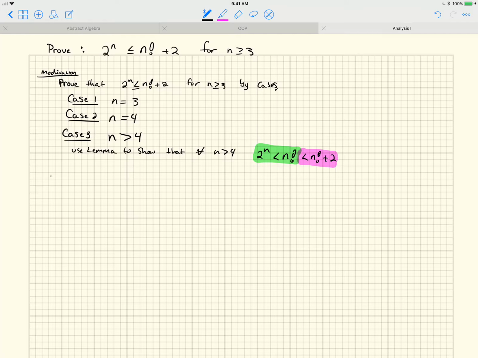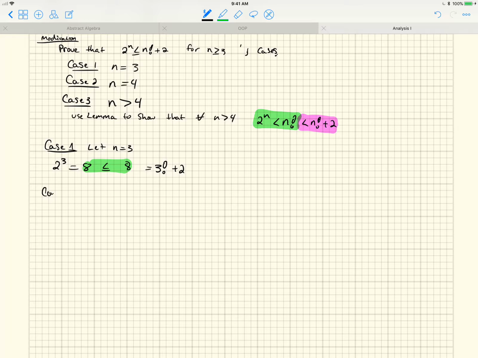Right? So case 1, right? If I have 2^3, this is 8, and if I compare this to 3! + 2, sorry for my laziness, this is equal to 6 + 2, which is 8, and indeed 8 is less than or equal to 8, so this case is true, right? And that was when we let n equal 3.